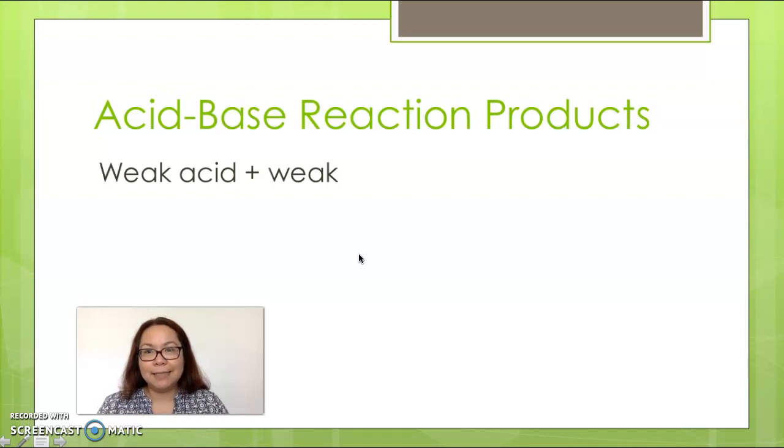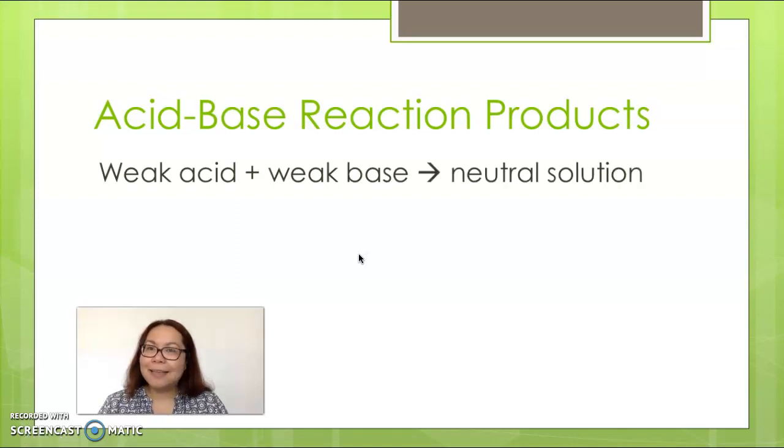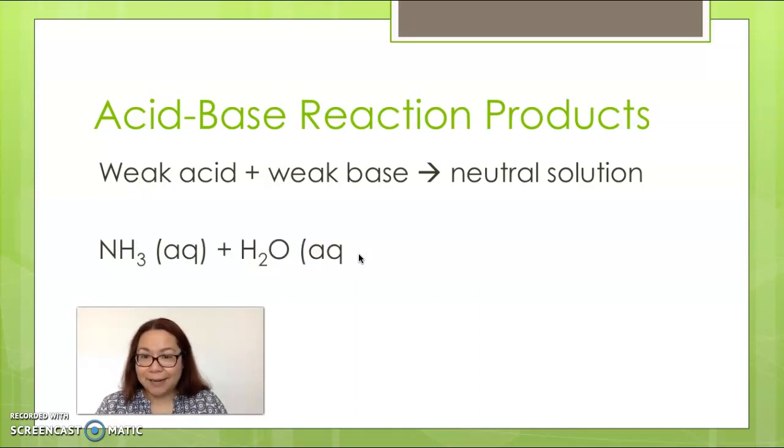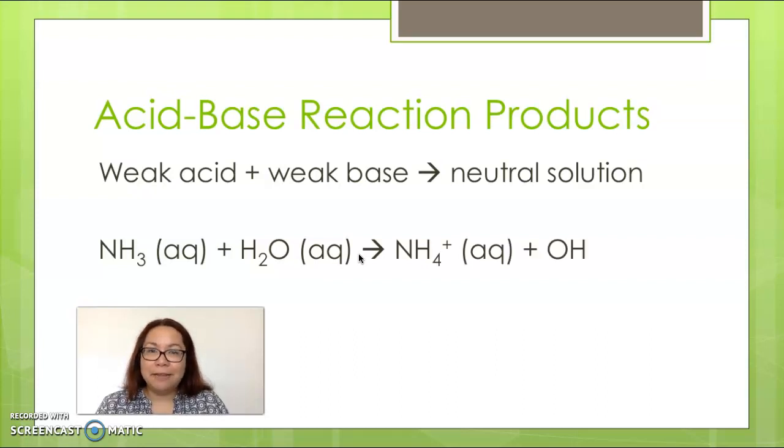Now, if it's a weak acid and a weak base, you can guess that there's hardly any dissociation going on, and it will mostly result as a neutral solution. So let's put our weak base there and a weak acid, okay? And you will end up with a neutral solution with a little bit of ions dissociated.